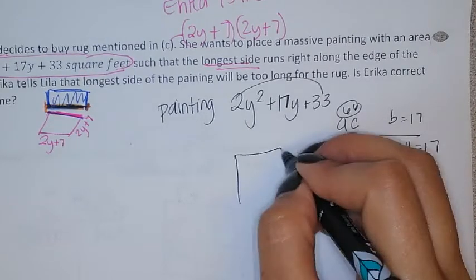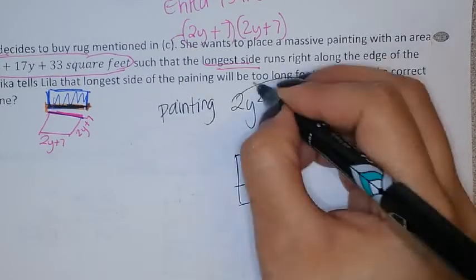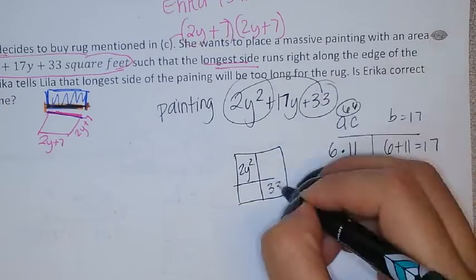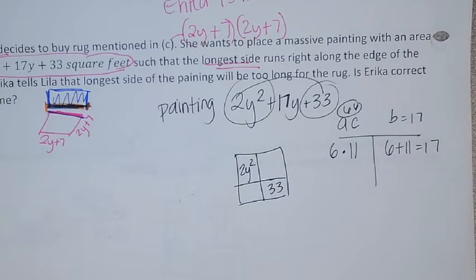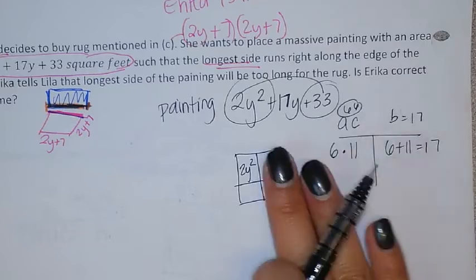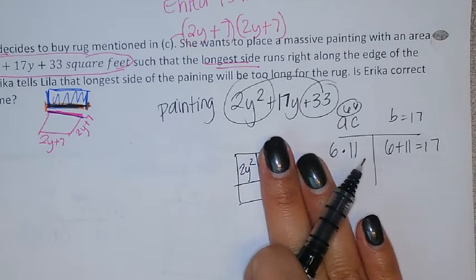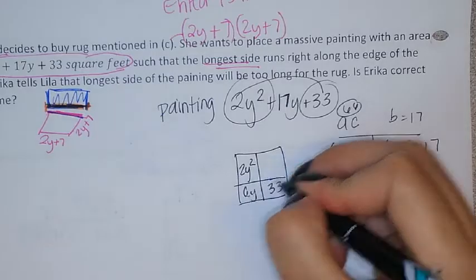With the box method, the first term goes here, 2y squared. This is 33. The one that has the GCF of 2 between the 6 and the 11 would be the 6. So 6y and then 11y.